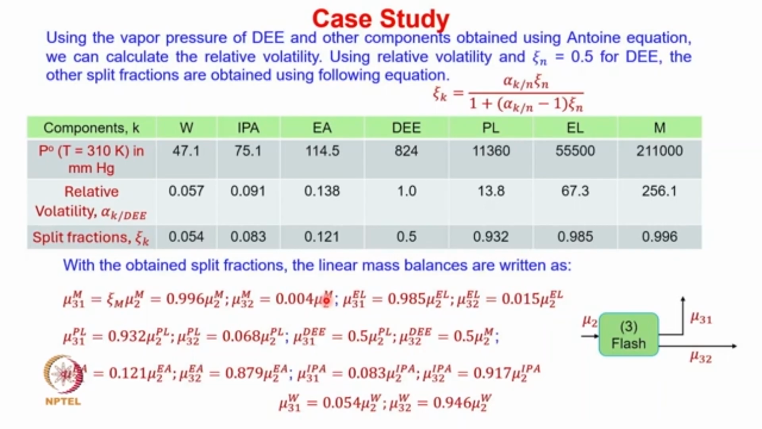In this manner we can calculate the molar flow rate of all the components, starting from methane, ethylene, propylene, diethyl ether, ethyl alcohol, isopropyl alcohol, and water. For all these, we can calculate both in the vapor phase as well as in the liquid phase.